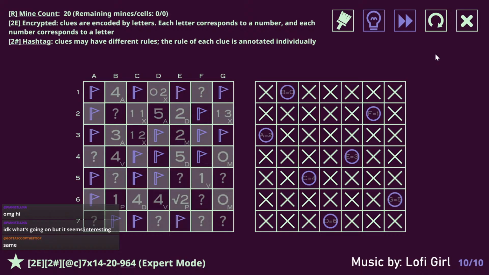It's like confusing, but like it's a lot easier. Also, hi guys. Welcome to Minesweeper, I guess. Hi. How you guys doing?